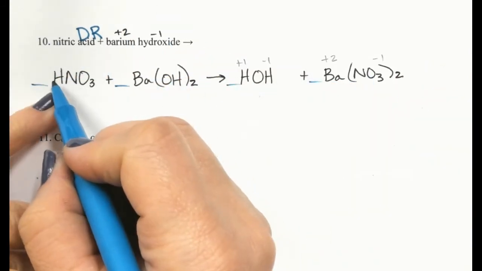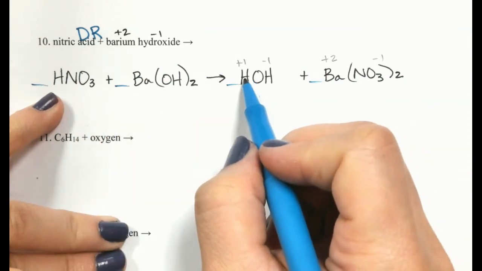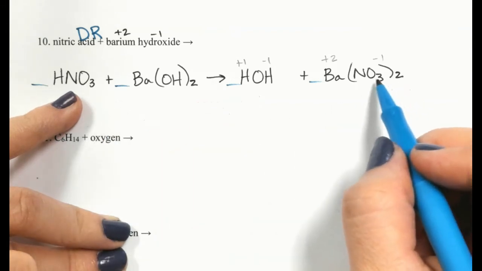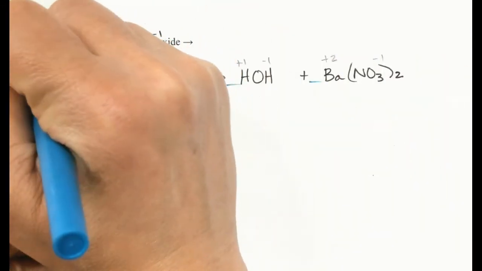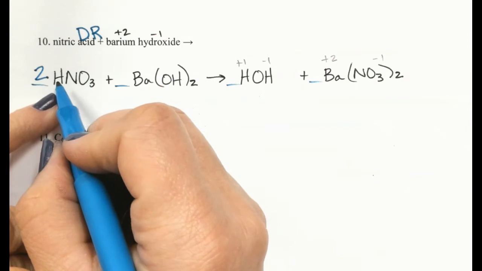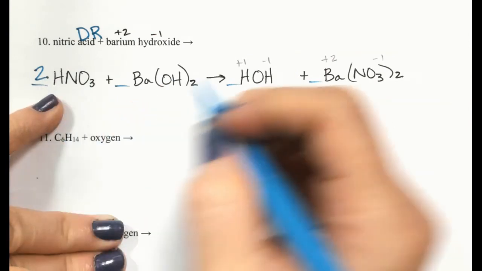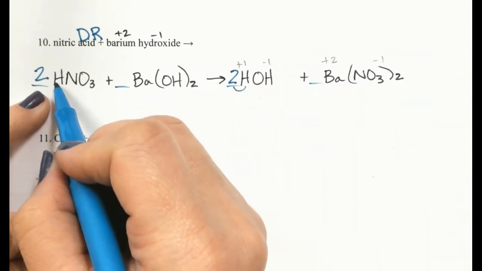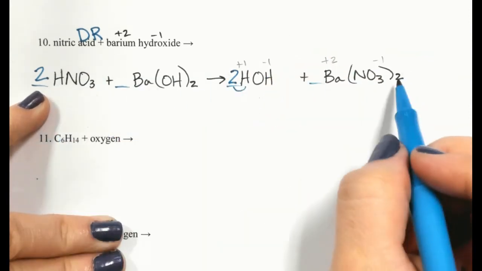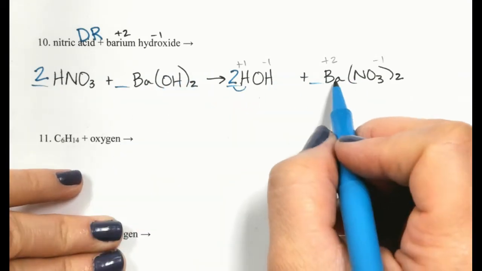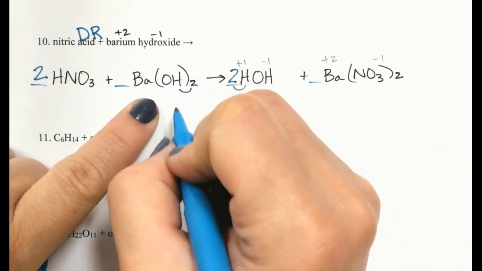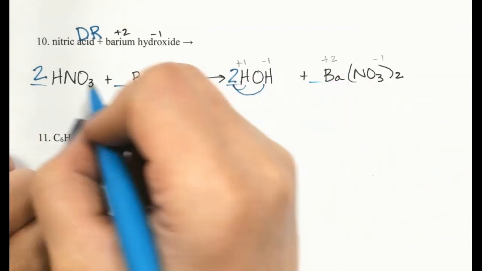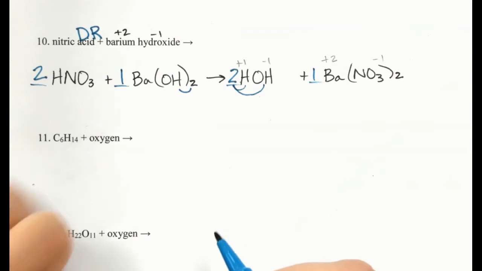And we have 1 hydrogen on the left, 1 hydrogen on the right, 1 nitrate on the left, 2 nitrates on the right. So I'm going to have to fix that. And that has modified my hydrogen. I now have 2 hydrogens. So I'm going to fix that over here. 2 hydrogens. So we have 2 hydrogen, 2 hydrogen, 2 nitrate, 2 nitrate, 1 barium, 1 barium, and finally 2 hydroxides, and this is 2 hydroxides. So this is balanced 2, 1, 2, 1.